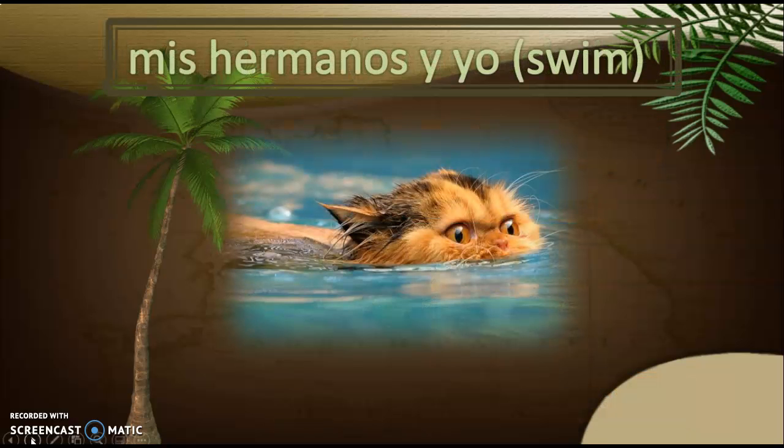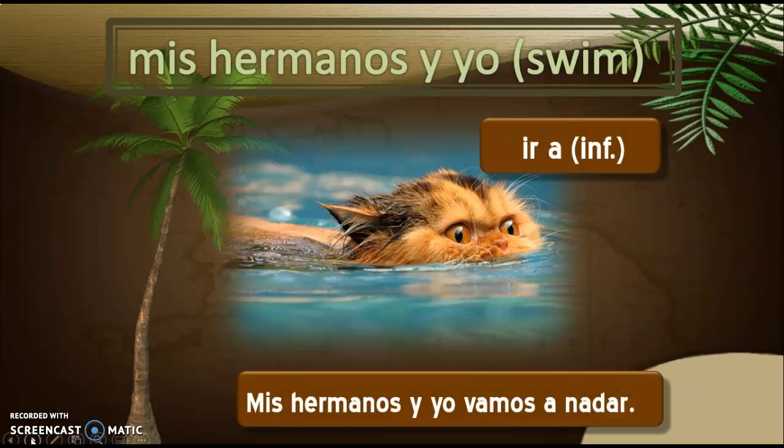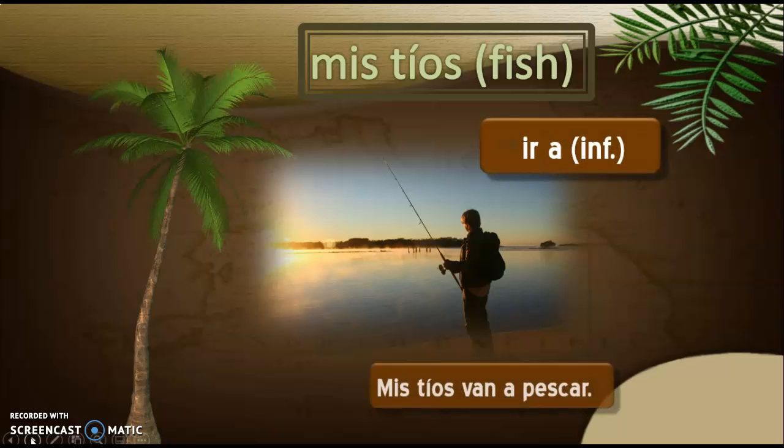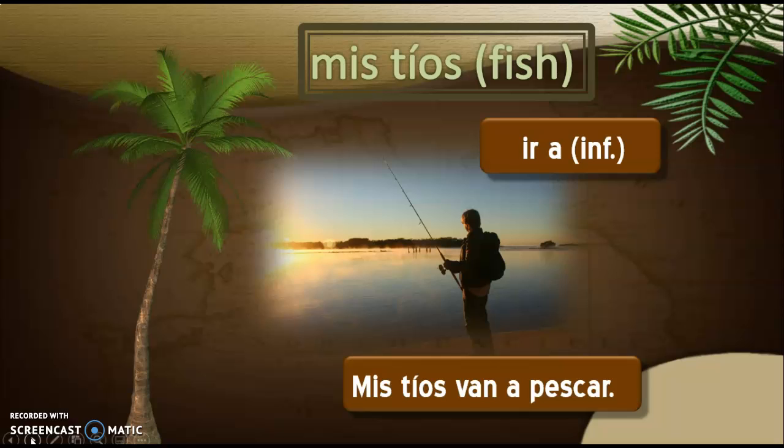Mis hermanos y yo swim. Mis hermanos y yo vamos a nadar. Vamos a nadar. Mis tíos van a pescar. Van agrees with mis tíos, and a pescar stays in the infinitive form. Don't forget the a in there.